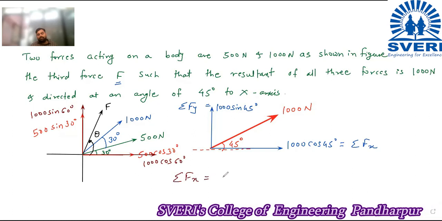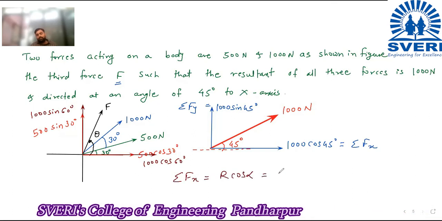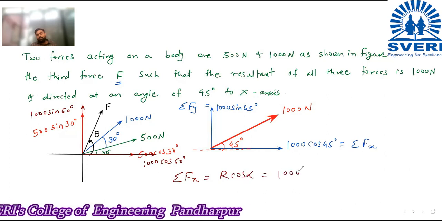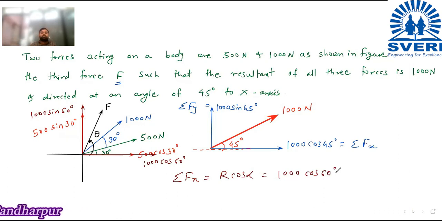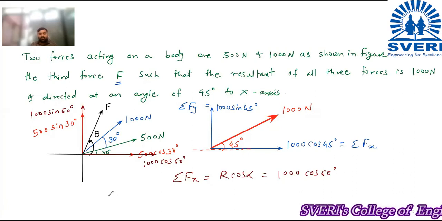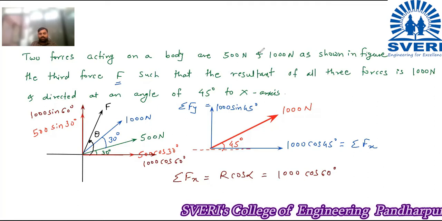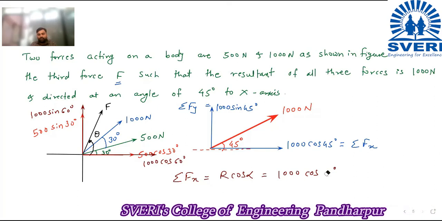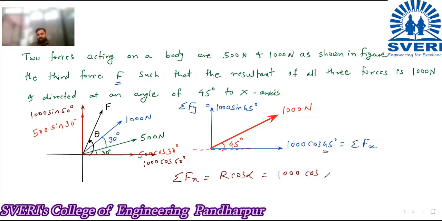Summation Fx is equal to R cos alpha, which must be equal to 1000 cos 60, and 1000 cos 60 is moving towards the rightward direction. So we are going to take it as positive. Now, if I write the values, not 60, here it is 45. The angle is 45, no? The resultant triangle has changed, so this angle is 45 degrees.